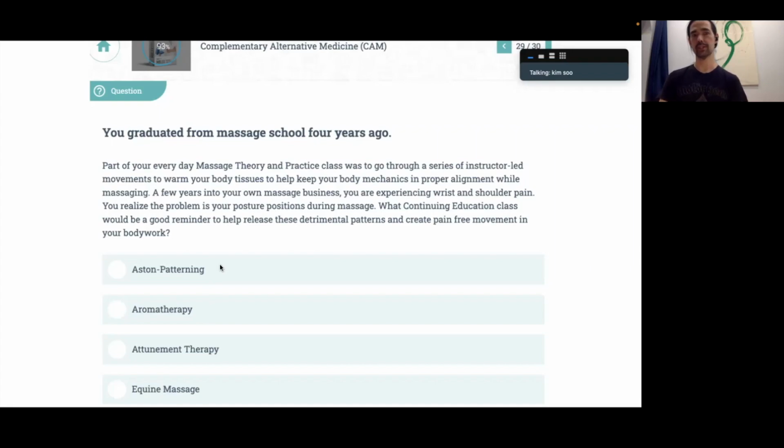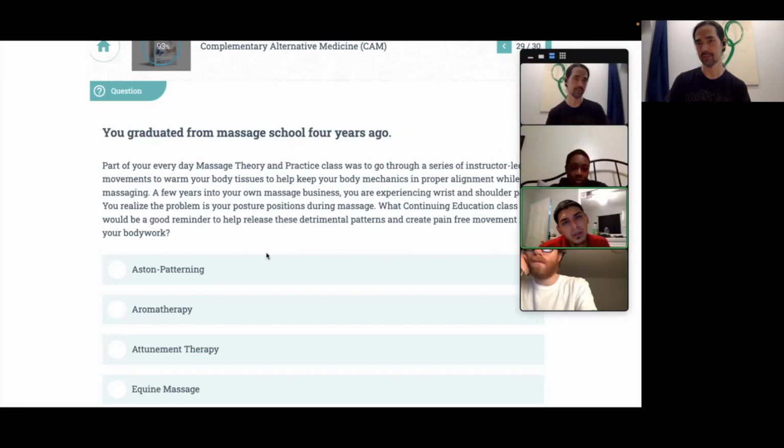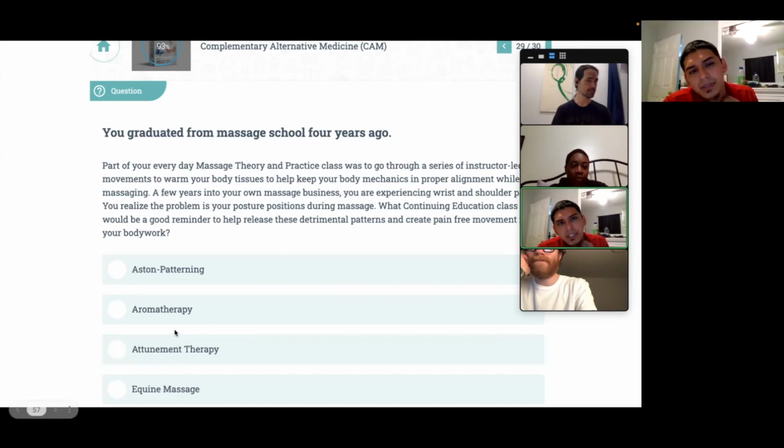What continuing education class would be a good reminder to help release these detrimental patterns and create pain-free movement in your body work? Would that be release detrimental patterns, posture positions? What are you thinking right away? Posture positions. I'm thinking Alexander technique, but it's not there. It's got to be something similar.